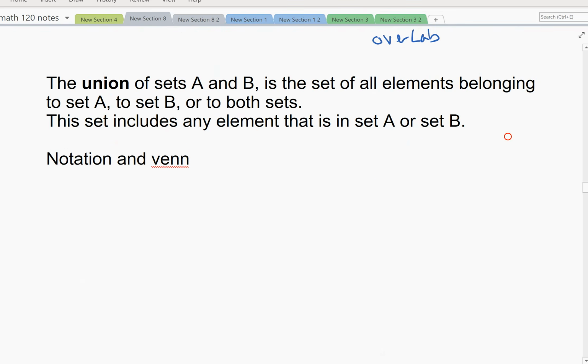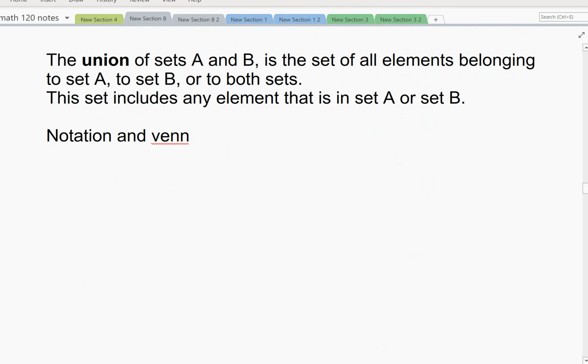Alright, next one, union. The union of set A and B is the set of all elements belonging to set A, to set B, or both sets. So basically, it's including any elements that show up in set A or set B. It's all inclusive. Anything that was in A is included, or anything that was in set B is included. If they shared some elements, those are also included. Now the biggest thing with the or statement is we only want to include those elements once.